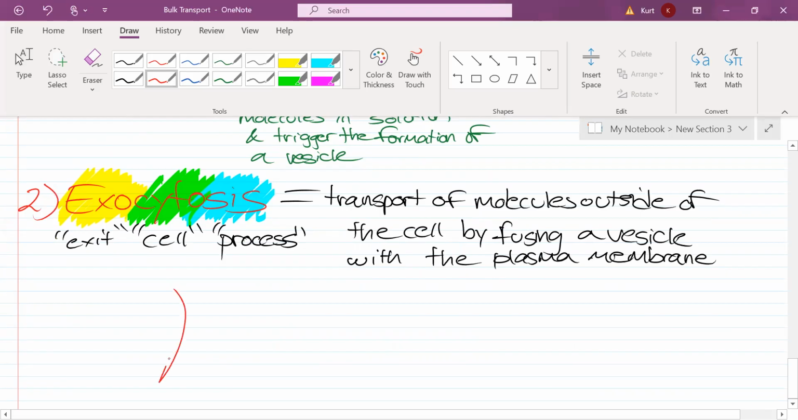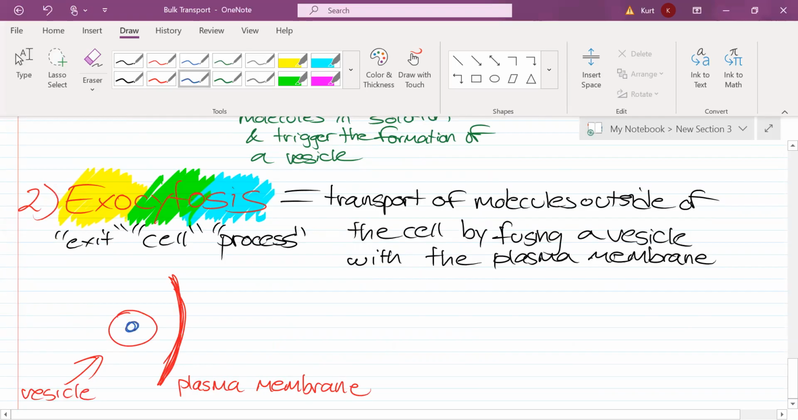So we're going to zoom in here. This red line is our plasma membrane of a cell. Here we have our vesicle. And here we have our protein. Could be a protein, could be a carb, it could be whatever. Bottom line is it's going to leave the cell.